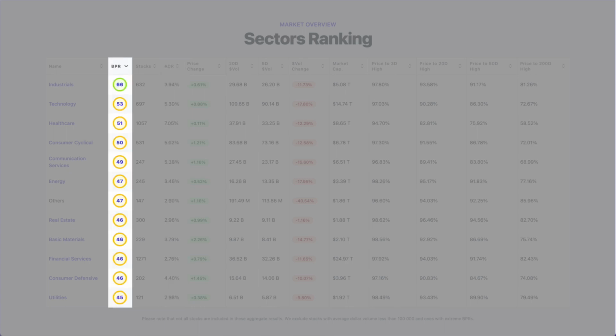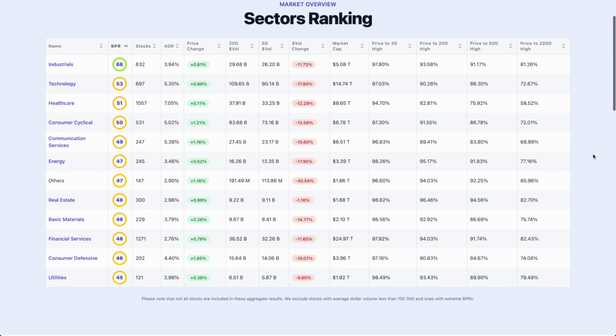The BPR, or Base Performance Rating, is our proprietary relative strength indicator that ranges from 0 to 100. It takes into account the stock's price movement over the past 200 days, with more recent days carrying a heavier weight. Additionally, it rewards recent consolidation, which often precedes breakout moves. A higher BPR indicates stronger momentum and could suggest this sector is in a stronger uptrend.